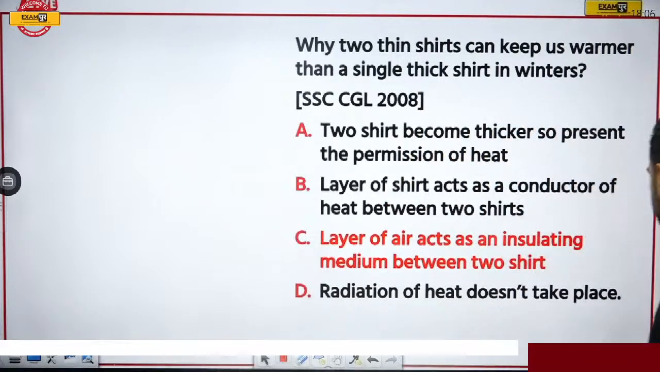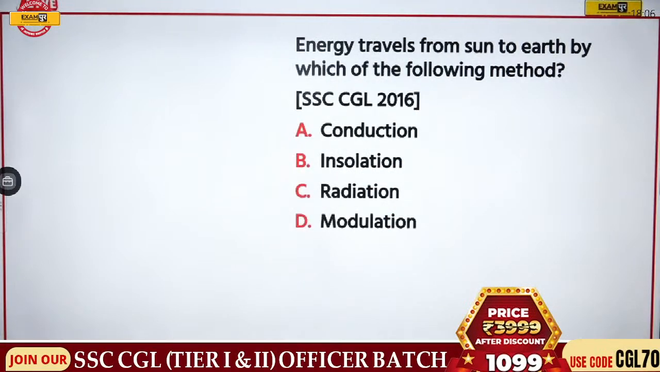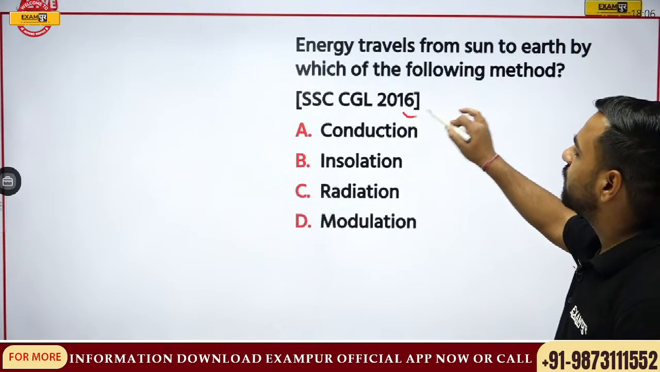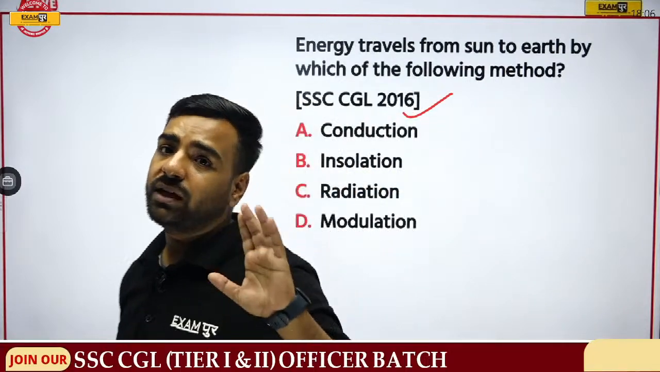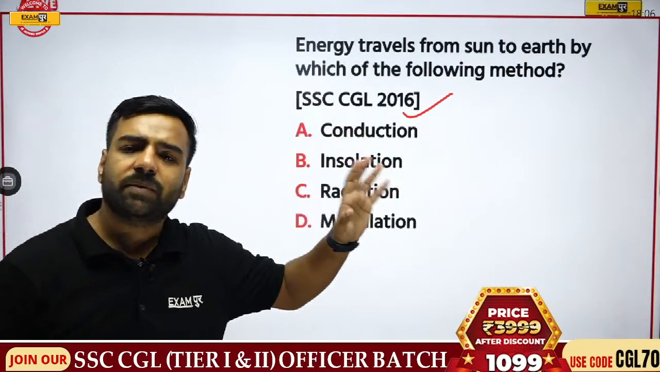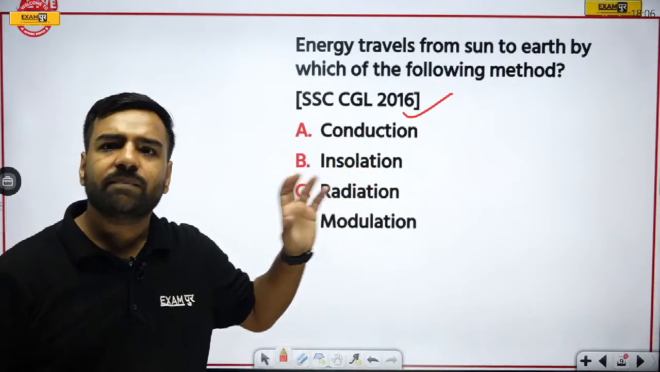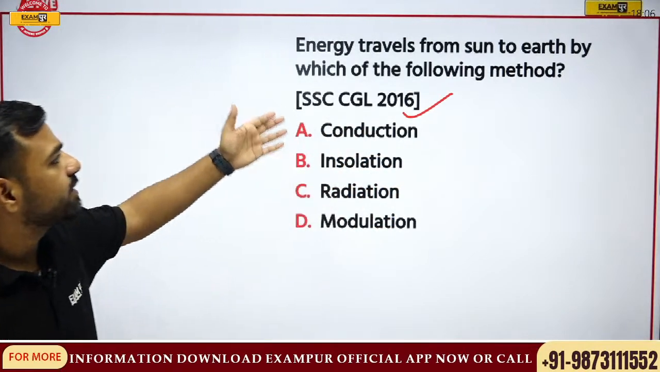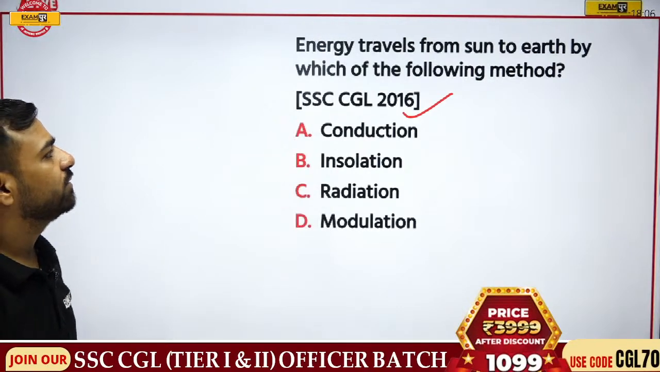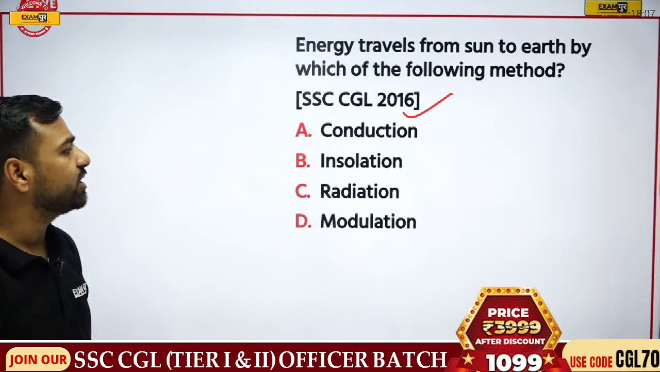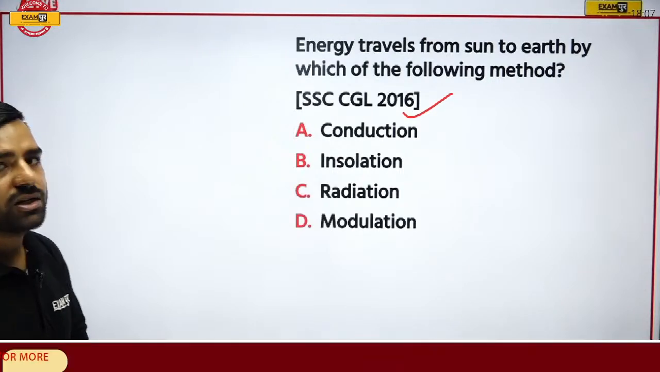What's the next question? Energy travels from sun to earth by which of the following methods? Now this is from CGL 2016. We know that when we are talking about energy flowing through any medium, there are different modes, right? So one of the modes which is present here, can you tell me, when the energy is traveling from sun to earth, it is by which of the following methods? Is it conduction, insulation, radiation or modulation? What is the correct answer here?